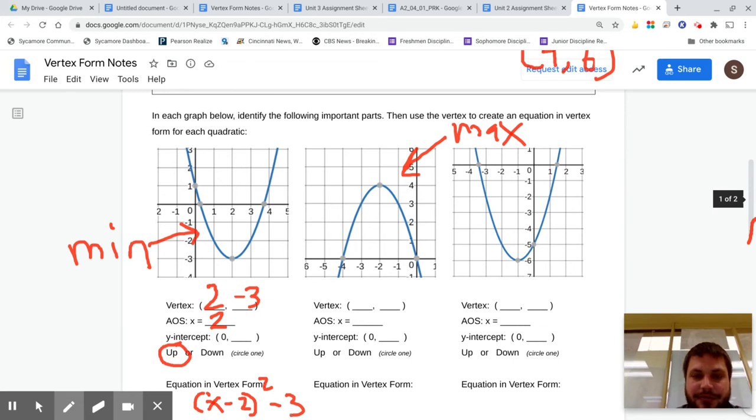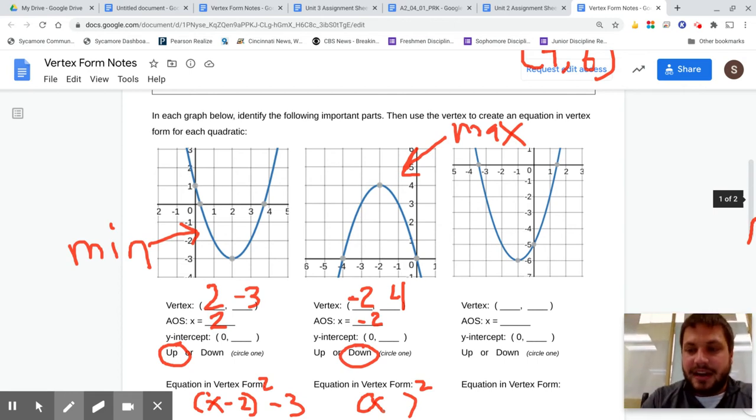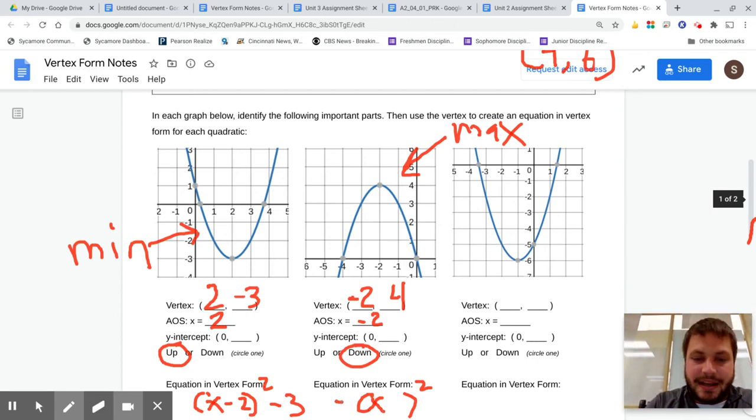In number 2, the parabola's vertex is at -2, 4. Its axis of symmetry is at x equals -2, of course. It's opening down this time. Now to write the equation of this, there's just going to be one slight change. This parabola is opening upside down. We need a flip. If you remember our inside-outside rules, how do we get a flip? We put a negative out front.